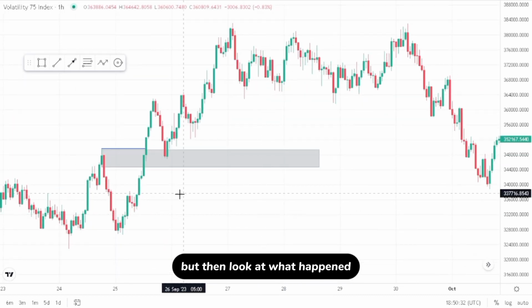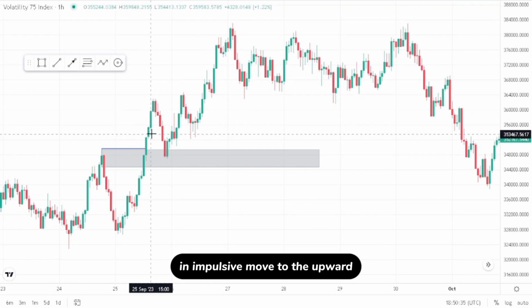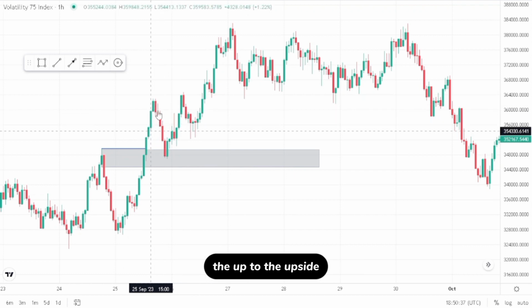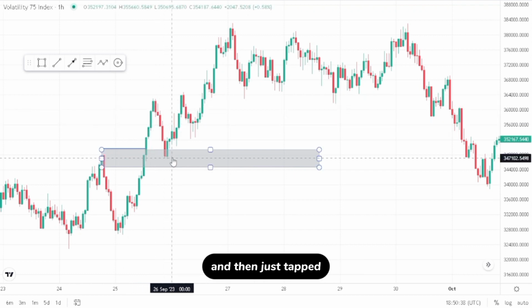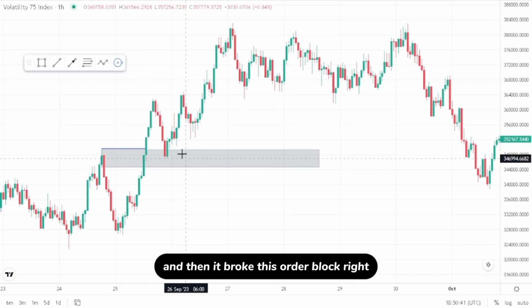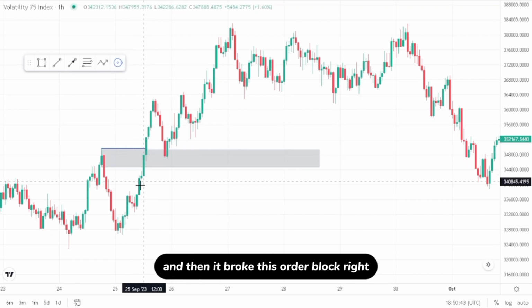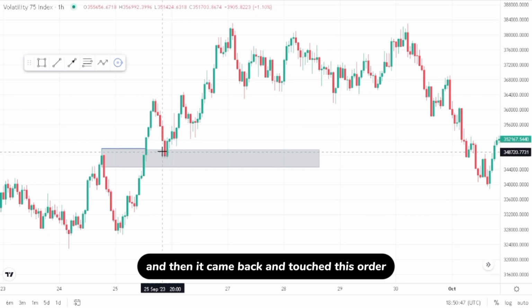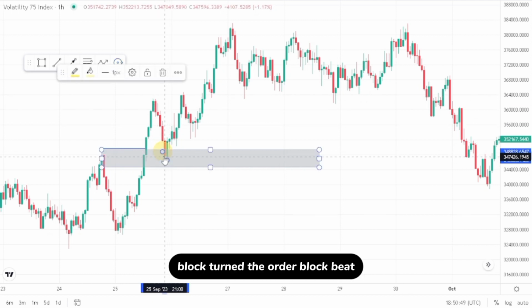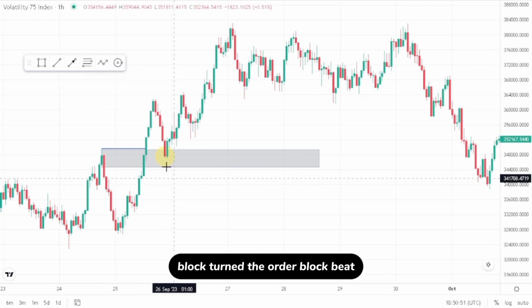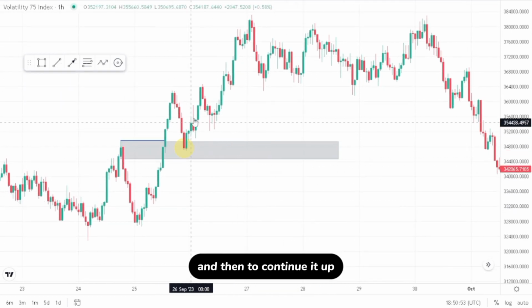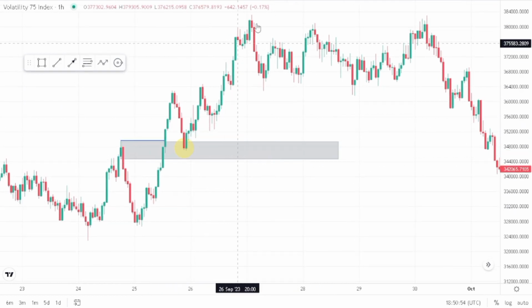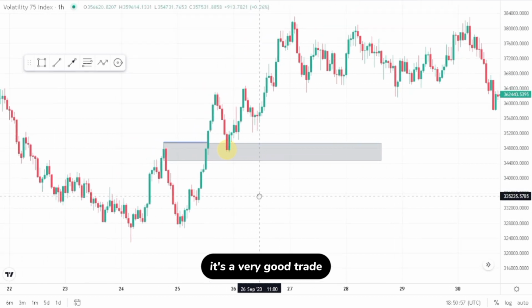But then look at what happened. An impulsive move to the upside, and then it just tapped, and then it broke this order block, right? Like it's nothing, just broke through, and then it came back and touched this order block. It entered the order block a bit, and then it continued up. It's a very good trade.